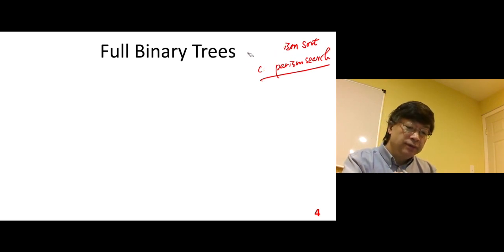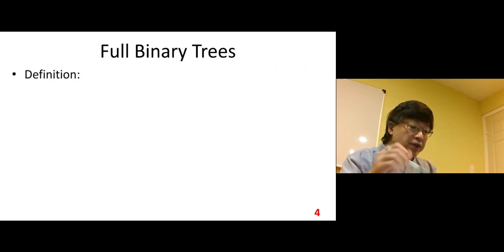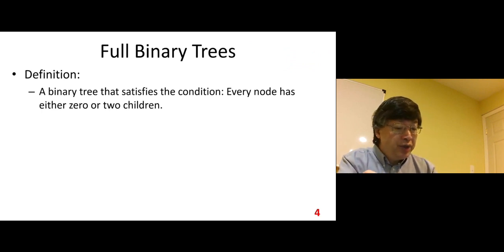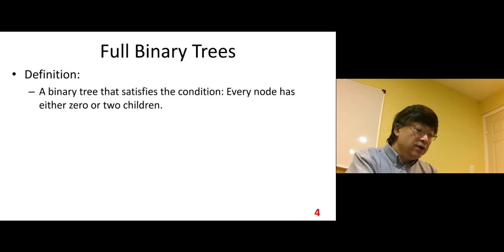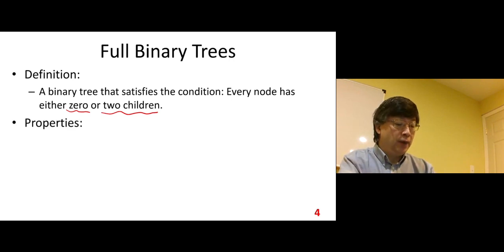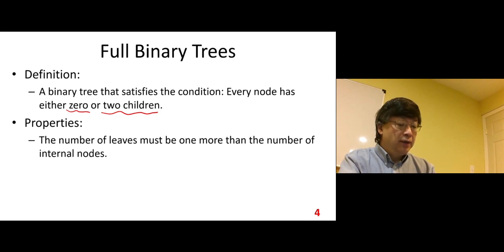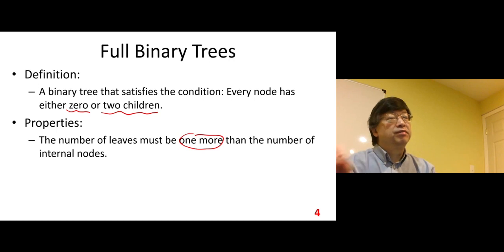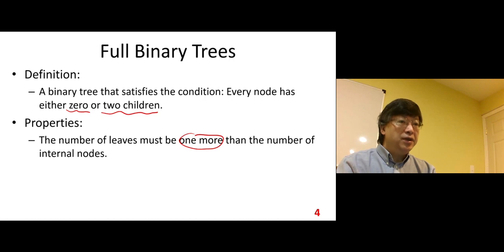All right. So the full binary tree definition: a binary tree that satisfies the condition that every node has either 0 or 2 children, but cannot be 1. So that means full. Properties: the number of leaves must be 1 more than the number of internal nodes. So this is a big property, so we emphasize it another time.